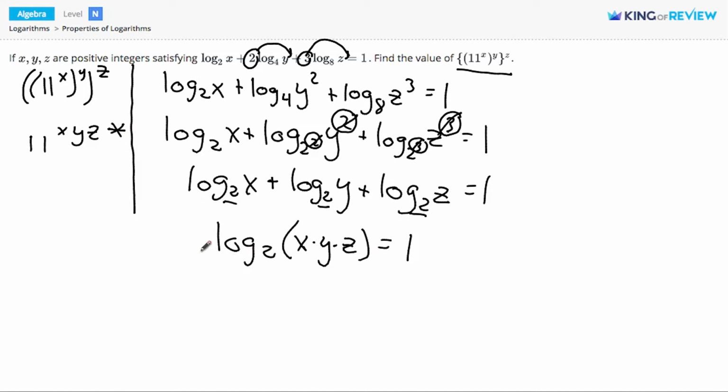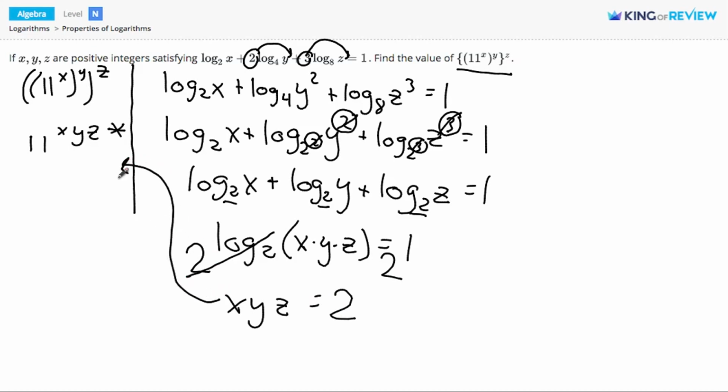And to do that, we raise 2 to the power of both sides of our equation. 2 and the log base 2 cancel each other out, and we're just left with xyz. And on the right side, we have 2 to the first power, which is 2. So bringing this back over into the problem I'm trying to figure out, I know I want 11 to the xyz, but now I know xyz is just 2, and 11 squared is 121. So there's our final answer.